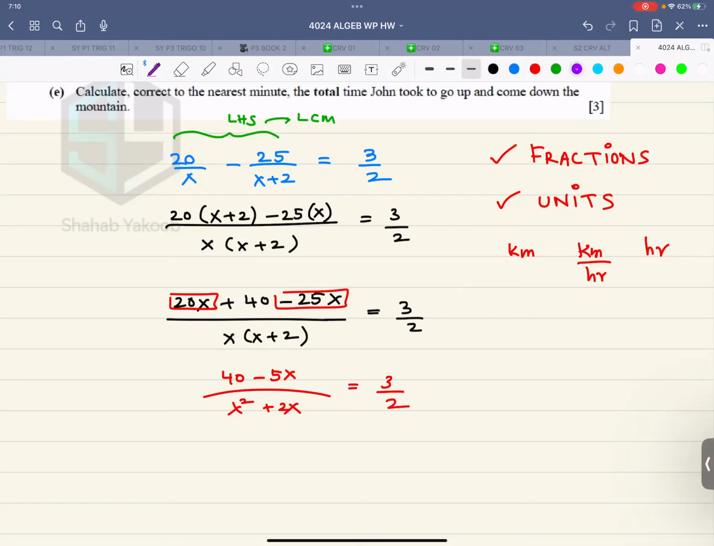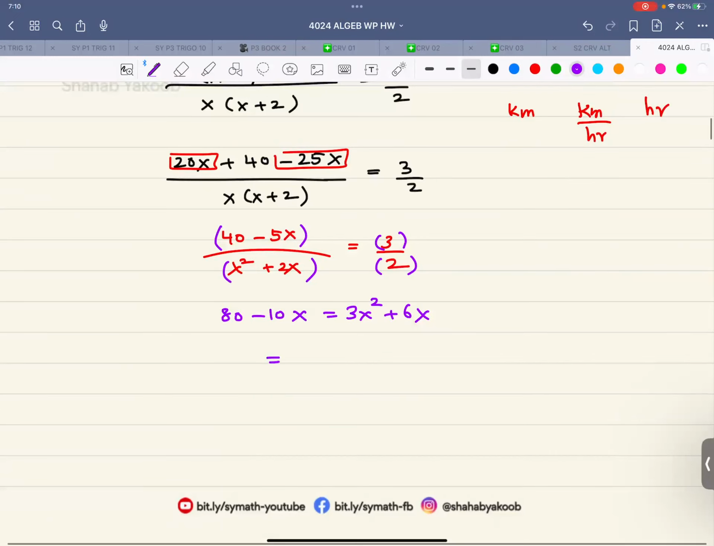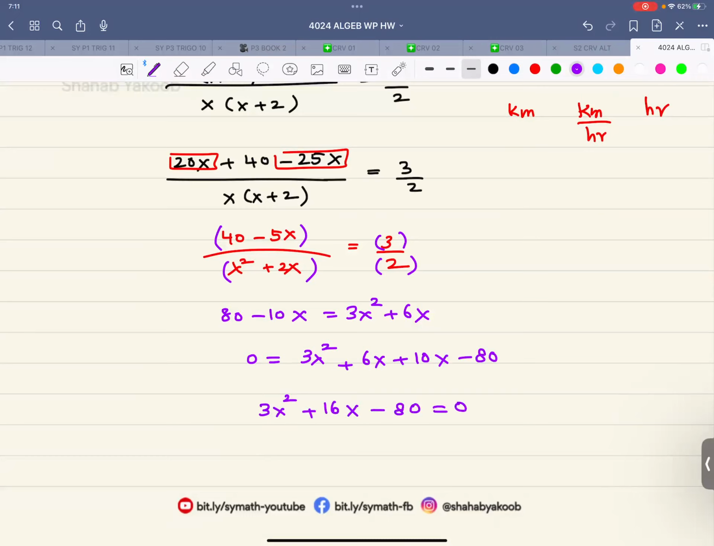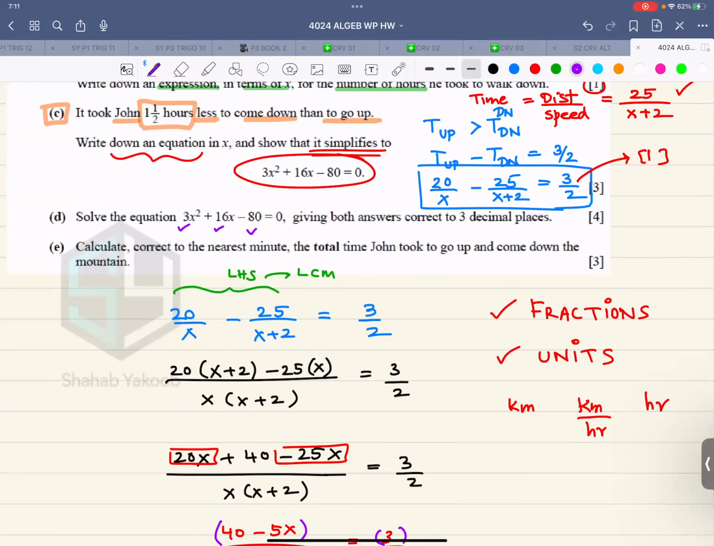So let's cross multiply. This multiplies with this. This 3 multiplies with this. So this is 80 minus 10X. That is 3X squared plus 6X. And let's transfer everything to the right hand side. So 3X squared plus 6X plus 10X minus 80 equals 0. Therefore, 3X squared plus 16X minus 80 equals 0. That is what we are getting. 3, 16, negative 80, that is what we got.